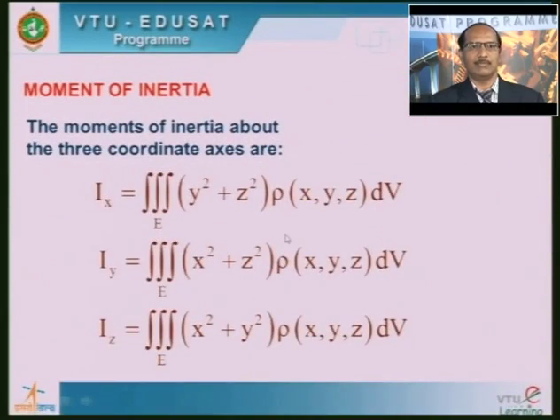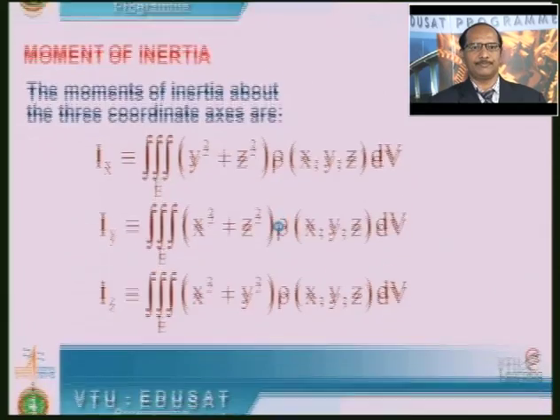Then other formulas: the moments of inertia about the 3 coordinate axes. This Ix is the moment of inertia about the x axis. So, it is the triple integral of y square plus z square into rho, the density function, into dv, and similarly Iy, the moment of inertia about the y axis, is x square plus z square into rho into dv. The moment of inertia about the z axis is x square plus y square, with rho given in the problem. So, integrate with respect to dx dy dz. So, these are the formulas to calculate moments of inertia.